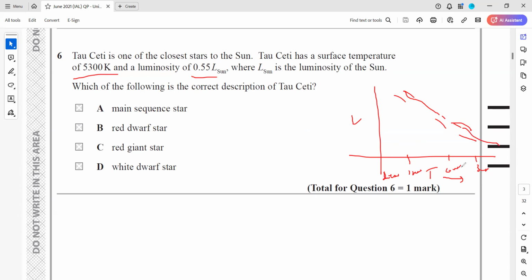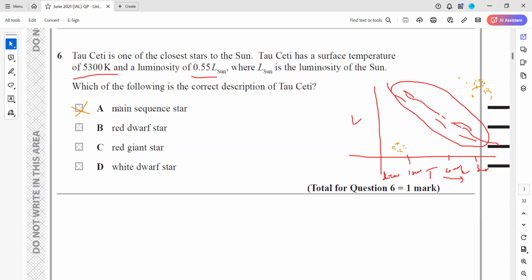The surface temperature is in this range and the luminosity is 0.55, smaller than that of the Sun. So low temperature, low luminosity. For a main sequence star, low temperature means low luminosity, and high temperature means high luminosity. If it was a white dwarf, temperature should be high but luminosity low. If it was a red giant or supergiant, temperature should be low and luminosity high. But this suggests it is a main sequence star.